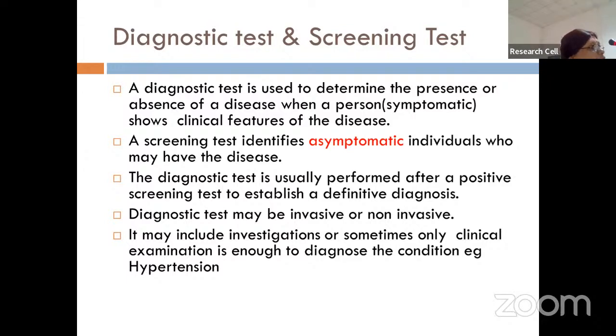So diagnostic test is usually done when the screening test is positive. So in the same example, first we do oral glucose tolerance test as a screening test, and if it is significantly positive, then we can go for the blood sugar fasting, PP, or glycosylated hemoglobin. Then it is not necessarily that a diagnostic test is invasive or a sort of investigation all the time. Sometimes a person comes with headache, dizziness, above 50 years of age, and we measure the blood pressure and find that the person is hypertensive. So here measuring blood pressure or clinical exam serves as a diagnostic test. Not necessarily that every time we will do an invasive investigation.